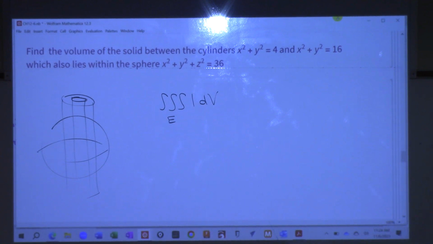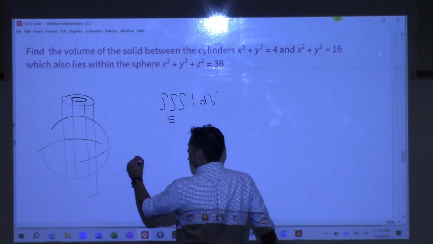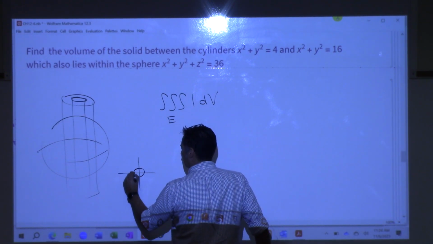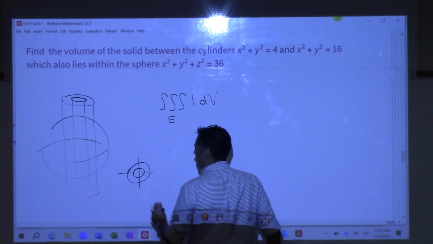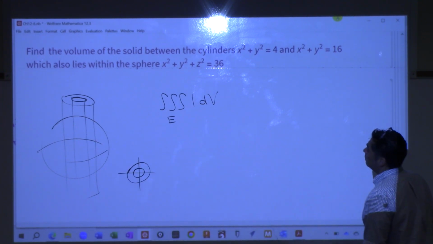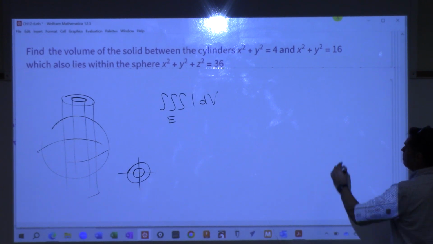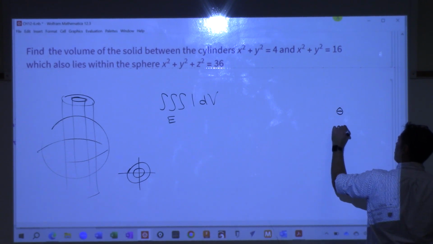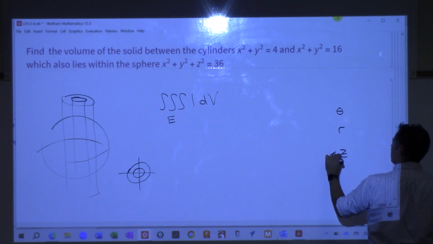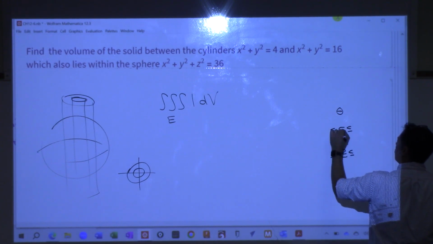All right, so I'm going to do this triple integral. Tell me about the ground here. Yeah, so polar, right? That's great for polar. Theta's between, r's between, z's between. So we're in cylindrical coordinates here.